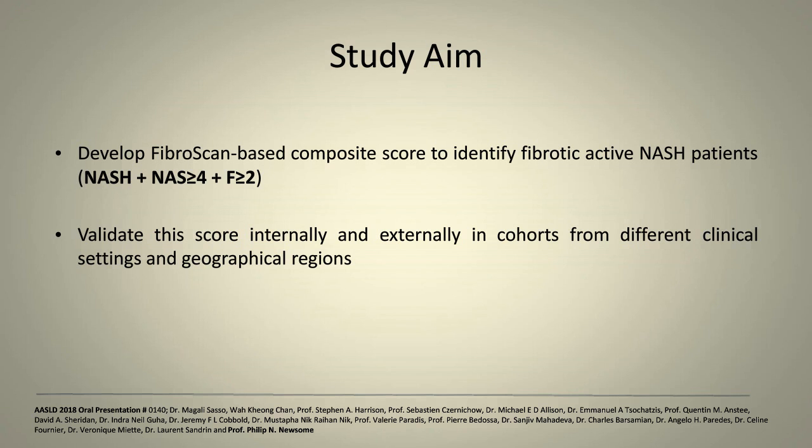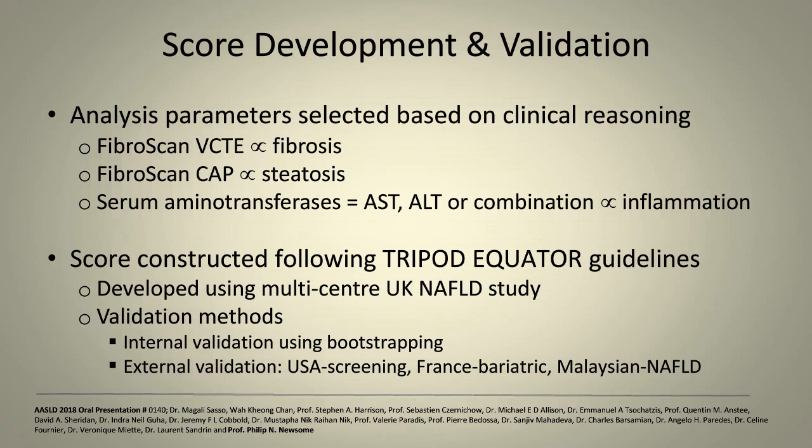So what is this population? It's a population that's defined as patients having NASH with a NAFLD activity score of 4 or more, with greater than or equal to F2 disease. So F2, F3, F4. And the study was done originally to design a test that would accurately show us who these people were, and then ultimately it was validated in a couple other data sets. So the score was developed using FibroScan VCTE and CAP, as well as AST and ALT.